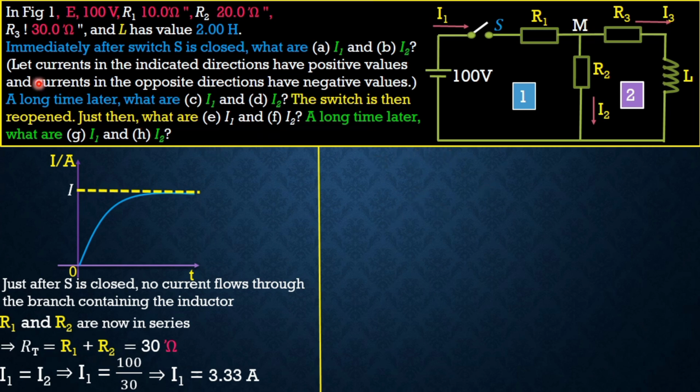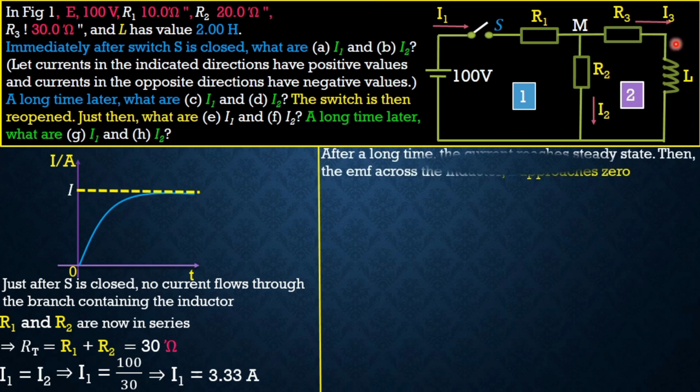Alright, now friends, they said let the currents in the indicated directions have positive values and those in the opposite directions have negative values. They are now asking that after a long time, what are the currents I1 and I2? What we should know is that for this inductor, like I said initially, when the switch is just closed, the current flowing in the branch that has the inductor is 0. But after some time, this inductor now just behaves like an ordinary wire.